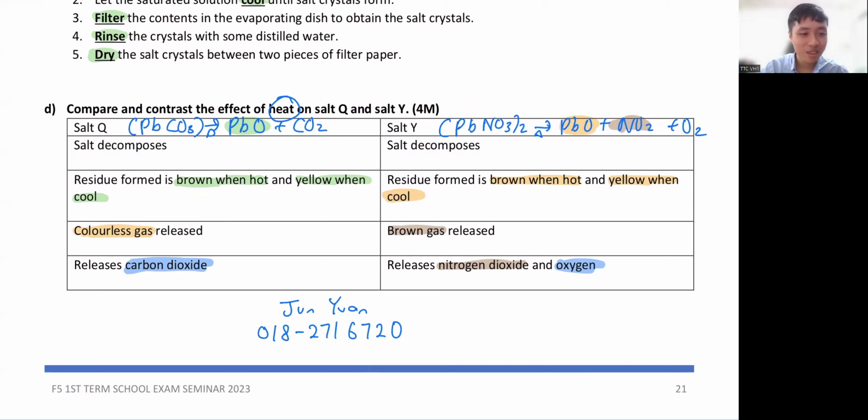Can you explain how to do operational definition? Try to PM me. This one is paper 3. No worry, later I explain to you.